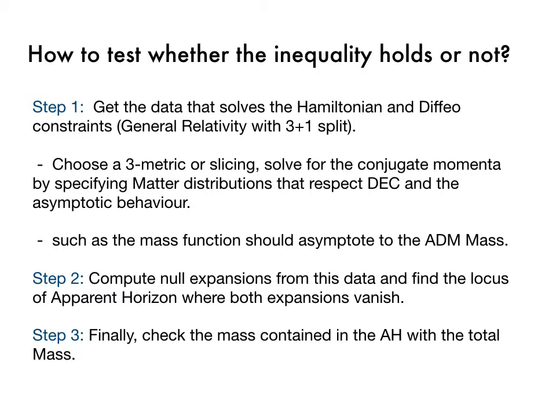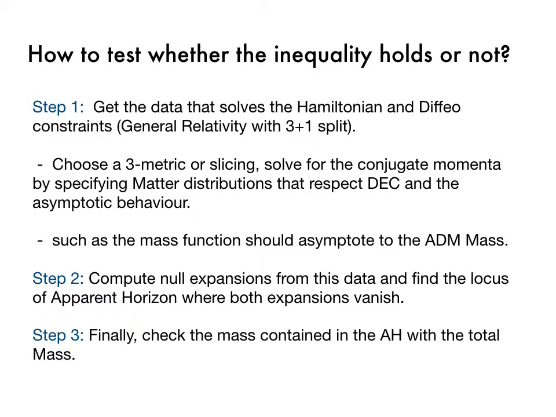Step 1, one gets the data that solves the Hamiltonian and diffeomorphism constraints. To do that, you choose a 3-metric or slicing, and solve for the conjugate momenta by specifying a matter distribution that respects the dominant energy condition and asymptotic behavior, such as the mass function should asymptote to the area mass.